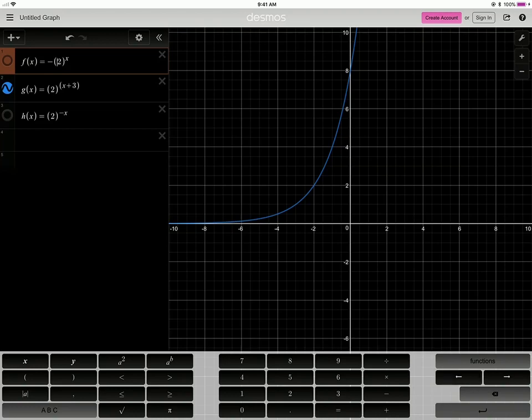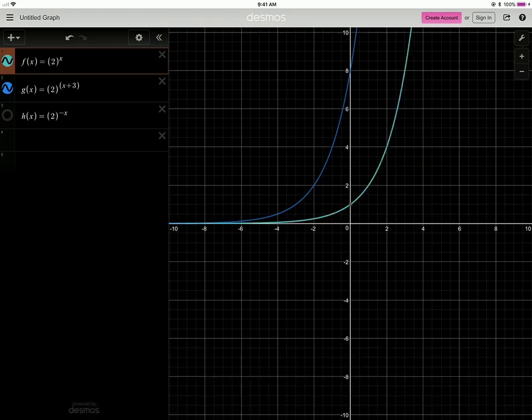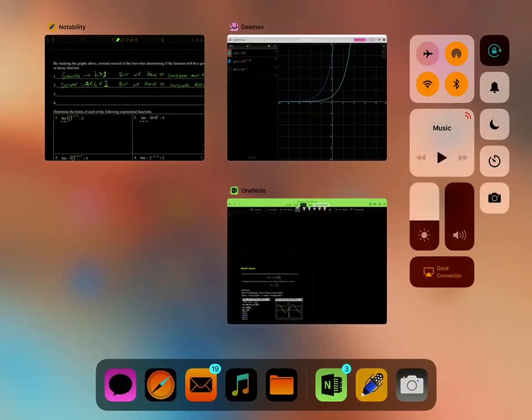If I get rid of my negatives here. Okay, it shifted it left, but the end behavior is still the same. So we don't care about anything that it's doing to the x in terms of adding or subtracting. We do care about the reflections, all right? So let's go about this.